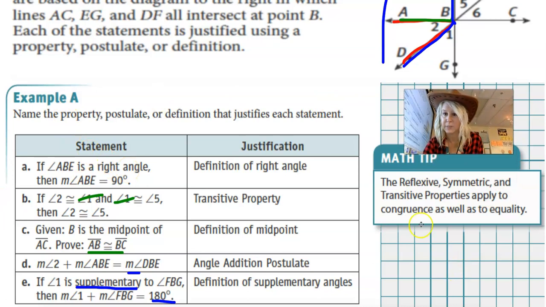Just kidding. Let's read this math tip. The reflexive and the symmetric and transitive properties apply to congruence as well as equality. So we talked about the reflexive property, the same on both sides. Symmetric was when it was a mirror image, and we covered the transitive property. Those were true in algebra. They're true in geometry.